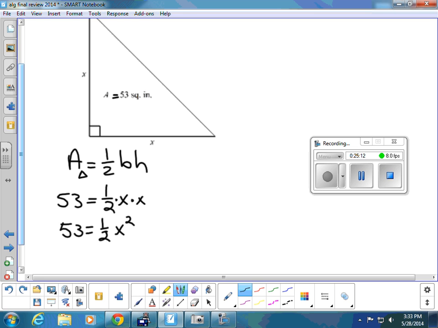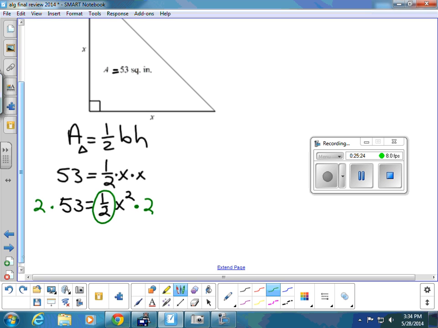Now we have to solve for x. In order to solve for x, we have to get rid of this 1/2. The way to get rid of 1/2 is to multiply both sides by 2. And you get 106 equals x squared.